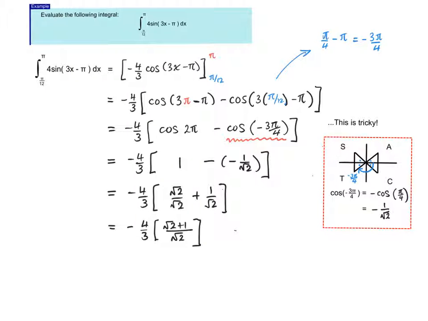We could take it a bit further. We could, for example, try and rationalise the denominator, multiplying the whole thing through by root 2 over root 2 to get rid of that root 2 in the bottom. However, that's enough at this point, I think, for this example.